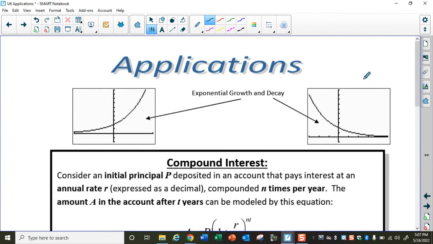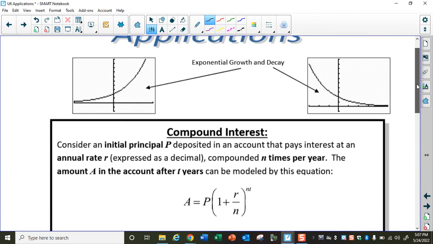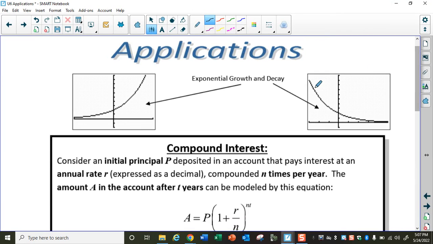Okay, so on this page, we're looking at the different types of questions that you can have with exponential growth and decay. So notice growth is as you go left to right, it goes up, and decay is as you go left to right, it goes down.